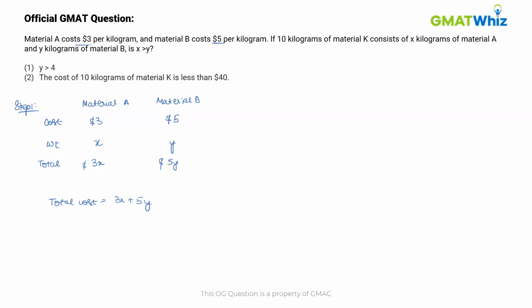And we can find out that the total cost will be equal to 3x plus 5y. Now we are given that there are 10 kilograms of material K. That means we can write x plus y equals 10. So we have these two equations.